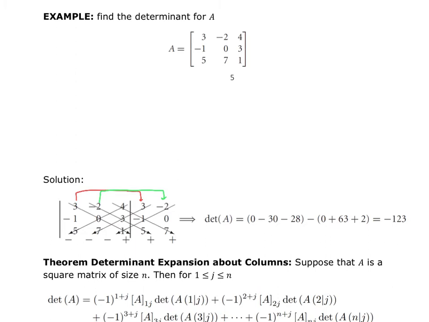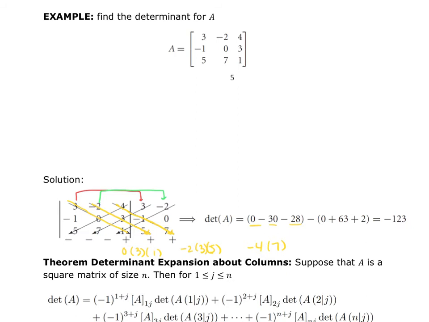Multiplying down. So I have here 0 times 3 times 1, which is 0. Then I multiply down this diagonal, which is negative 2, 3, and 5, which gives me negative 30. I multiply down this diagonal, which is positive 4, negative 1, and 7, which gives me negative 28.